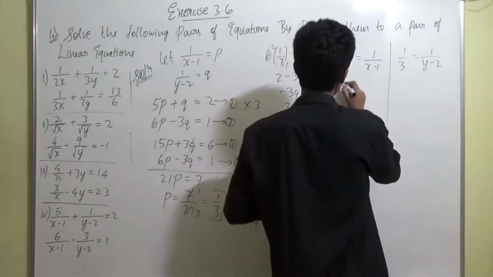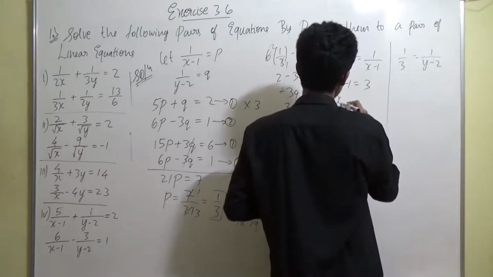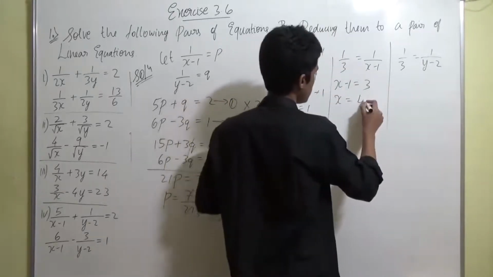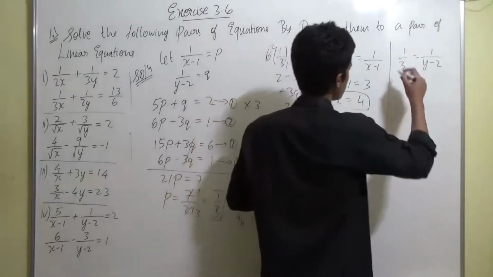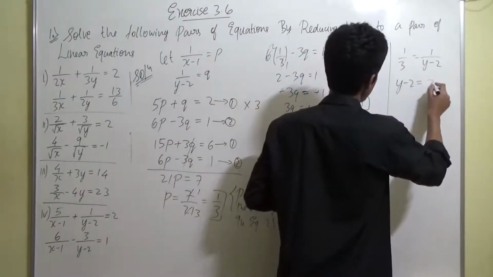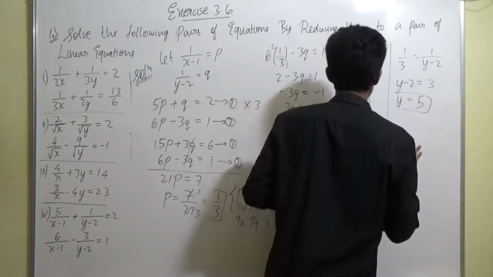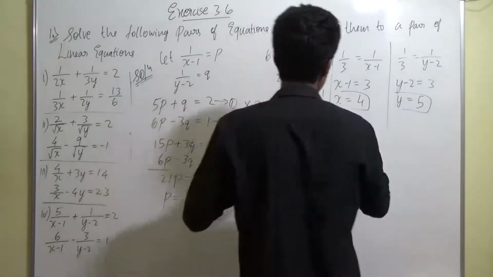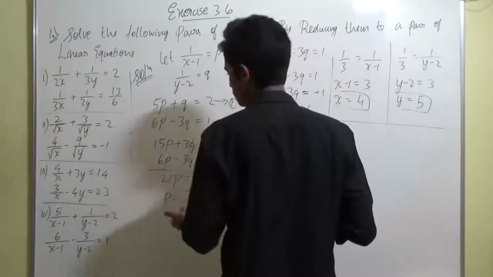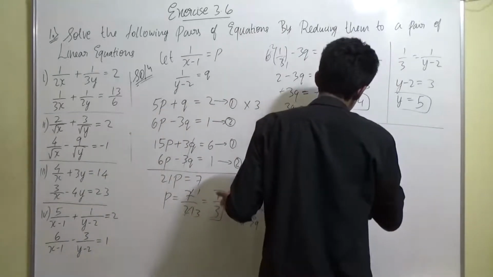If you cross multiply this, it becomes x minus 1 equal to 3. So x becomes equal to 3 plus 1. When 1 goes to the other side, it becomes 4. And here if you cross multiply, it becomes y minus 2 equal to 3. Y will become equal to 5. So x became 4 and y we got as 5. So after this step, which step is remaining? The verification step. Right, we'll do the verification step here.